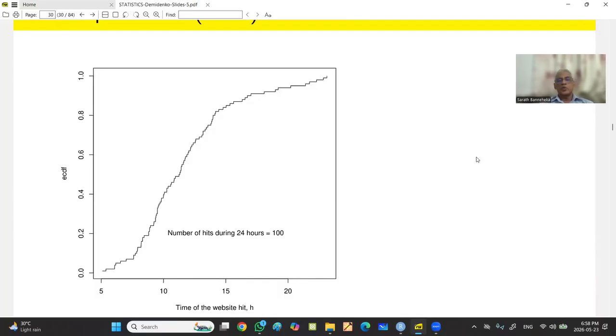So that's where I'm going to stop this section, this part. In the next part, as I mentioned, we will look at some statistical properties of the empirical cumulative distribution function.